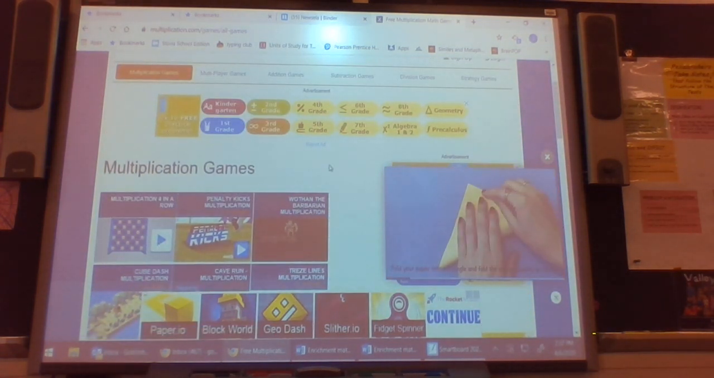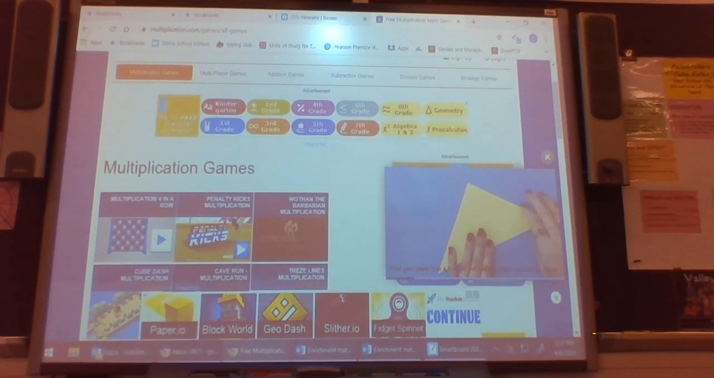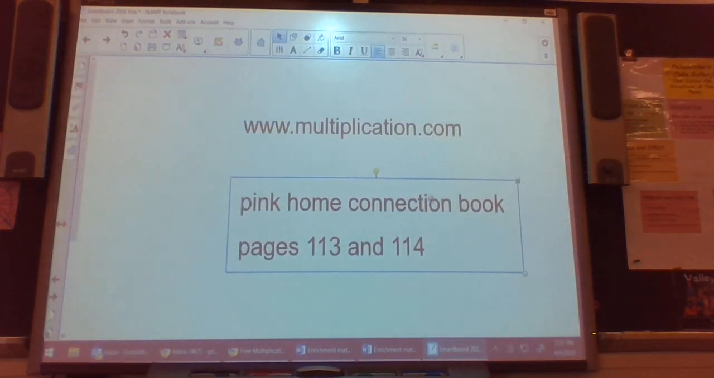When your parents say that's enough of the games, you do have 2 pages that you need to do in your pink home connection book. Make sure you take nice close pictures, maybe even the top half of a page and then the bottom half so we can all read it with our old eyes. We would appreciate that.